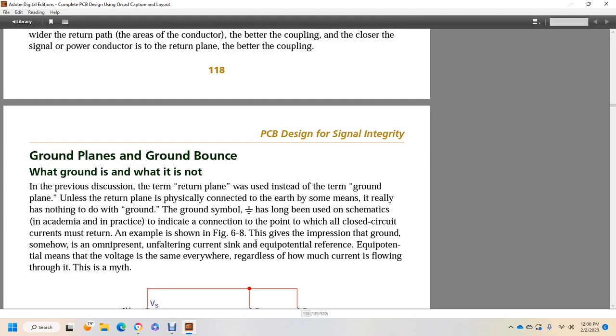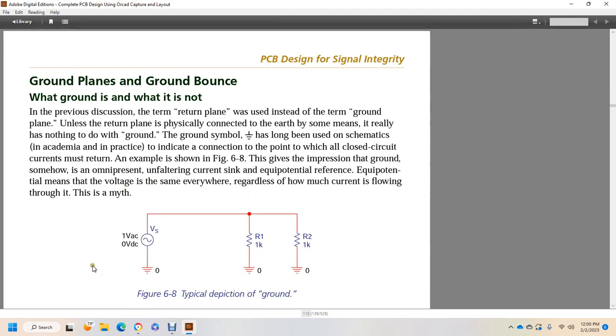The ground symbol has been used in schematics in academia and practice to indicate the connection point to which all circuit grounds are connected and to which current must return. Examples are shown in figure 6-8. They give the impression that ground is somehow omnipresent, unfettered, an equal potential reference, equal potential meaning the voltage is the same everywhere regardless of how much current is flowing through it. This is a myth.